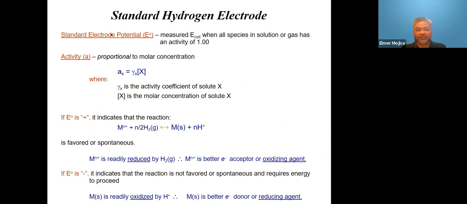the one that you learned before, everything is equals to what? A concentration that is equals to 1 molar. But at this level, you have to take into consideration that the measured cell potential when all species in solution or gas should have an activity that is equals to 1. I'm not sure if you know the concept of activity. Were you able to take this in 32?